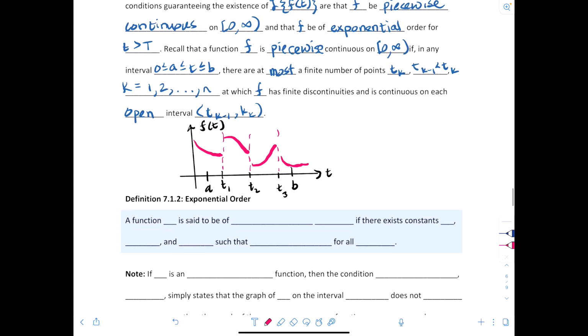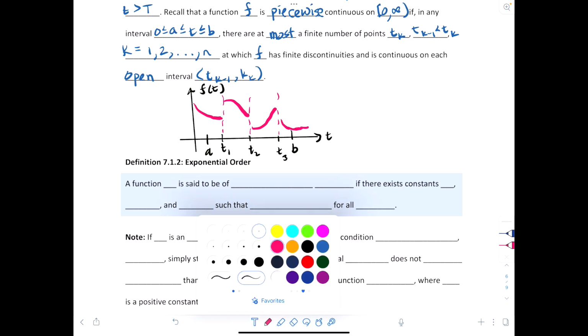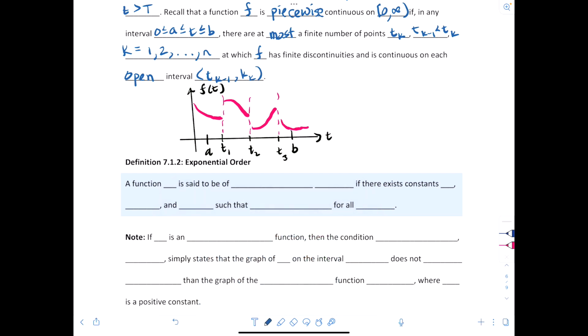Cool. So what happens is you've got some jumps in there, but there's just a finite number of these jump discontinuities. All right, so a function, the definition 7.1.2 of exponential order: a function f is said to be of exponential order if there exist constants c, this is where that c will come into play, m greater than 0 and capital T greater than 0, such that the absolute value of f at t is less than or equal to m times e to the ct for all t greater than capital T.